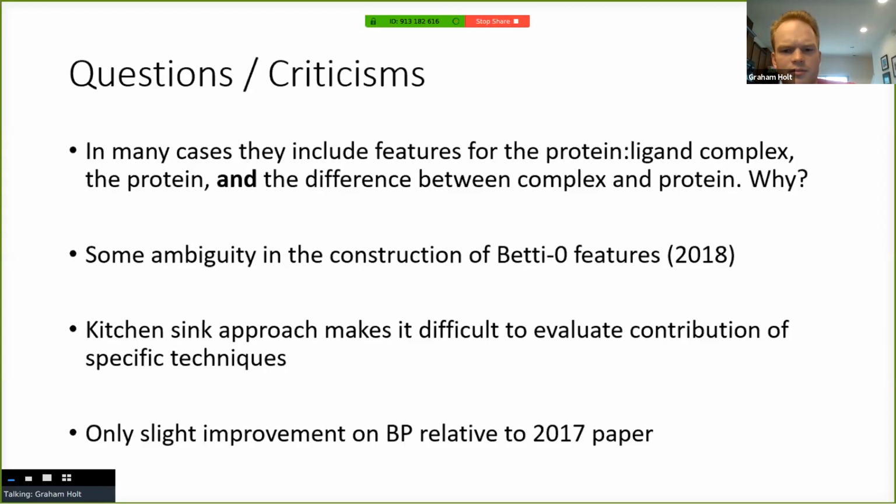But I think overall, my criticisms are fairly minor, and I was pretty impressed with their ability to generate this useful representation of proteins with this interesting persistent homology approach. And I think that's all I got. So I'll open it up to questions if you guys want to talk about it. Yeah, I'm interested to hear what you think.